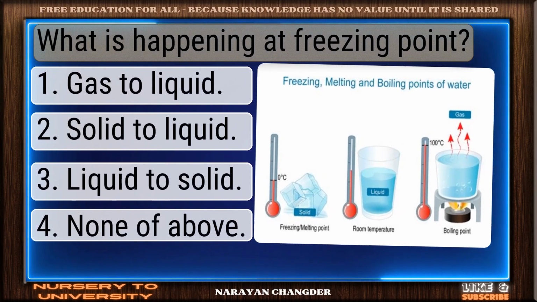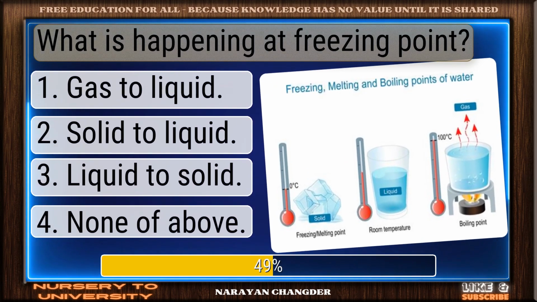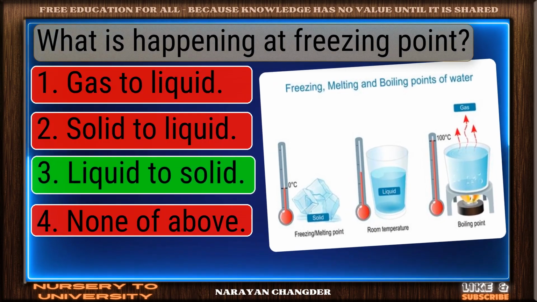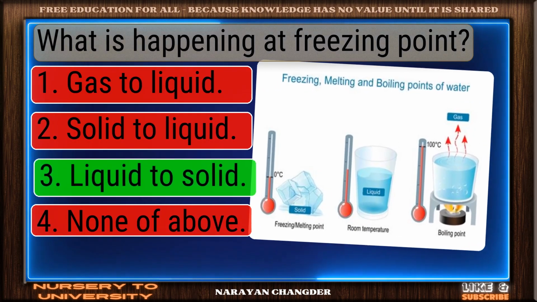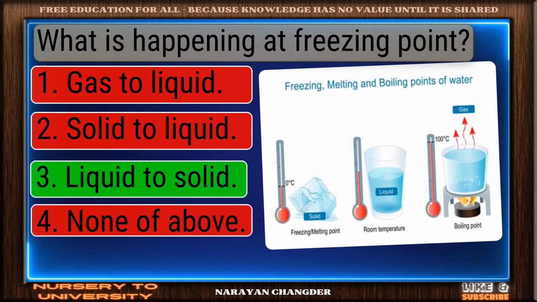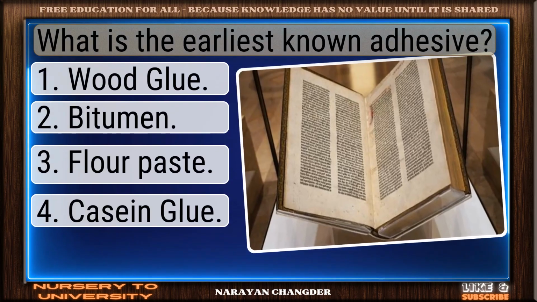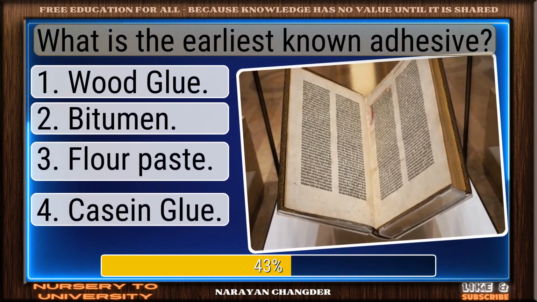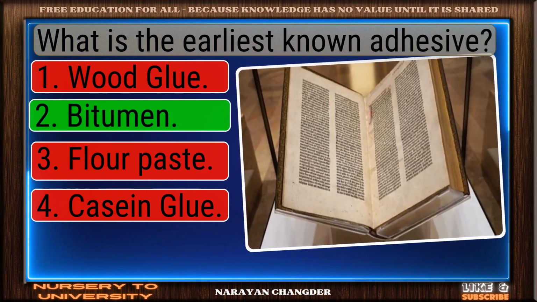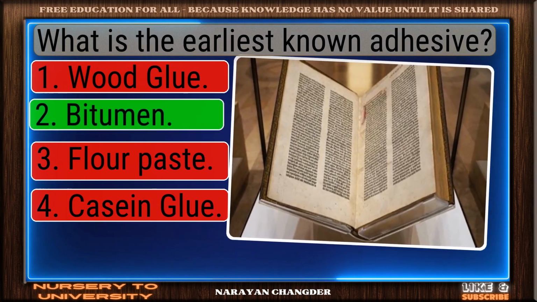What is happening at freezing point? Good thinking. Liquid to solid is the right answer. What is the earliest known adhesive? On track. Bitumen is the correct answer.